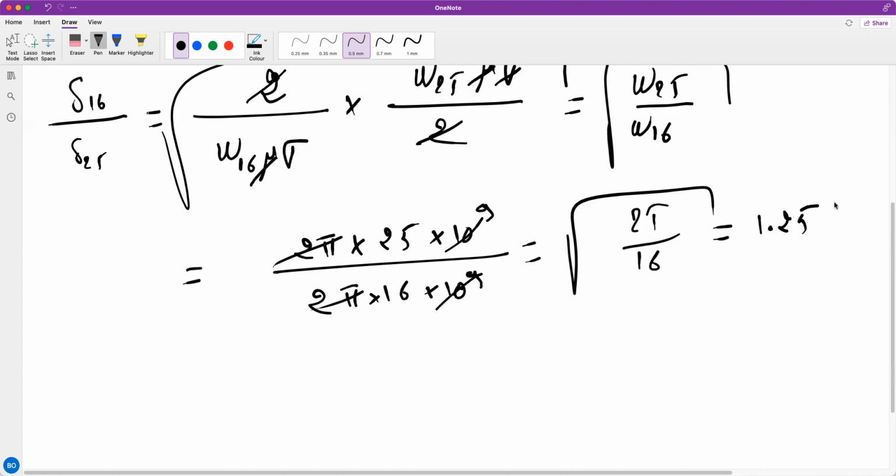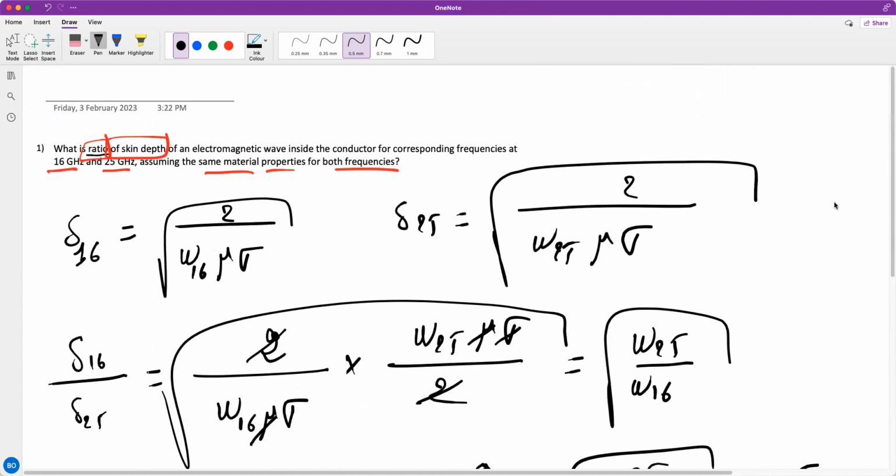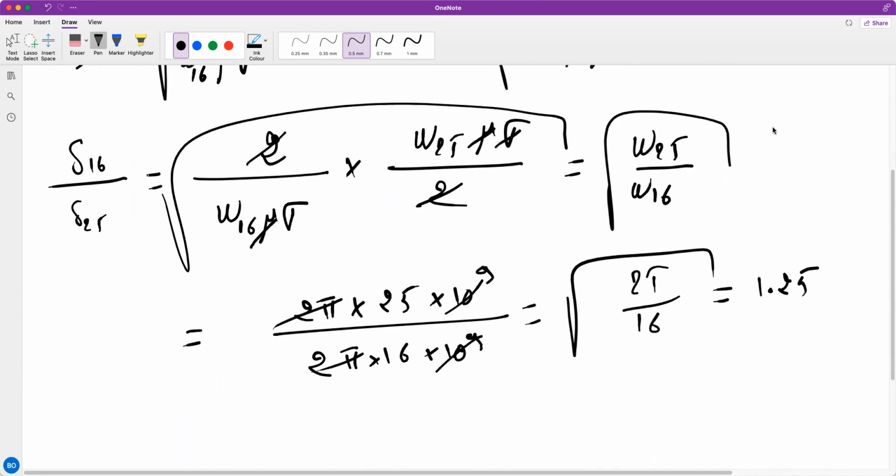So at first we said the skin depth of 16 over skin depth of 25. Why is it the opposite? Why would you assume this is the case? Well, usually when you are asked to calculate the ratio of A and B, it is A over B. Now, if you do B over A, it's okay. You will get 1 over 1.25, so it's not a problem.